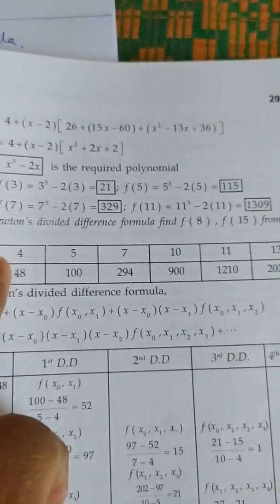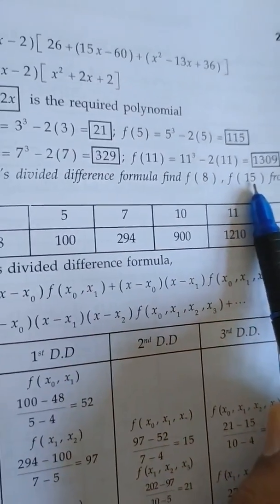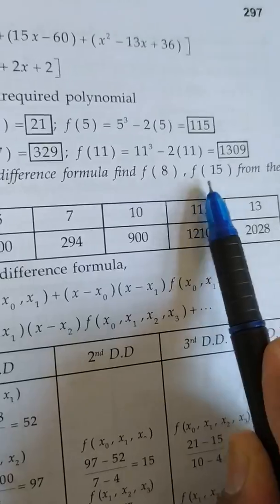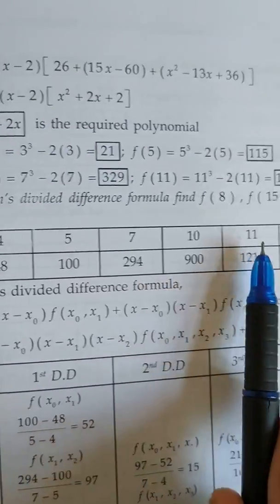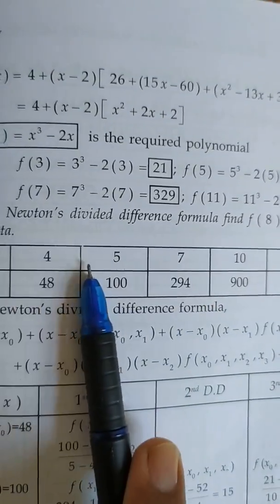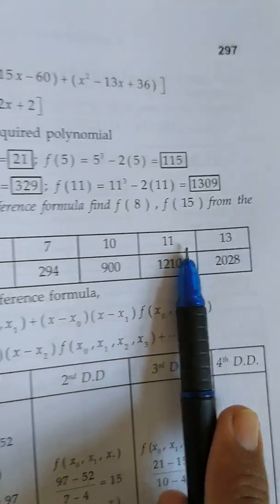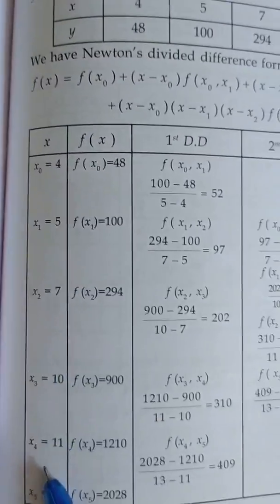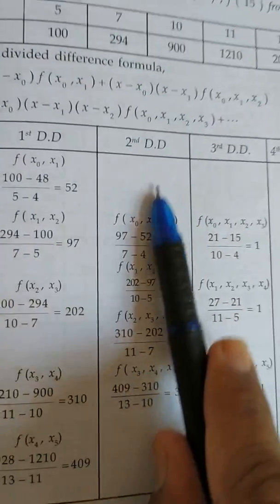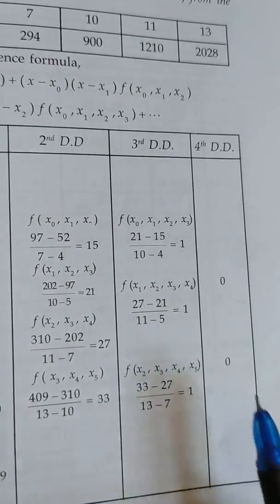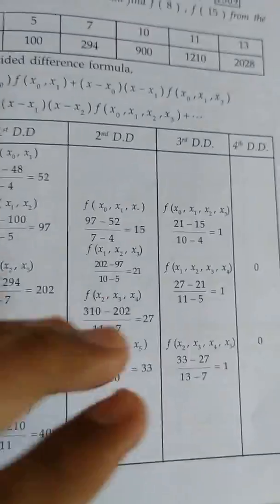Same. Here use Newton's divided difference formula to find f of 8 and f of 15. No need to find the polynomial. Directly take x is equal to 8 and x is equal to 15. For the values 4, 5, 7, 10, 11 and 13. See, difference 1, 2, here it is 3, 1, 2. Unequal. Construct the difference table. First divided differences, second divided differences, third divided differences. Since third divided differences are equal, the fourth divided difference is 0.